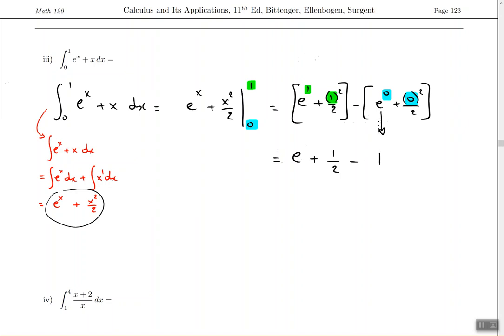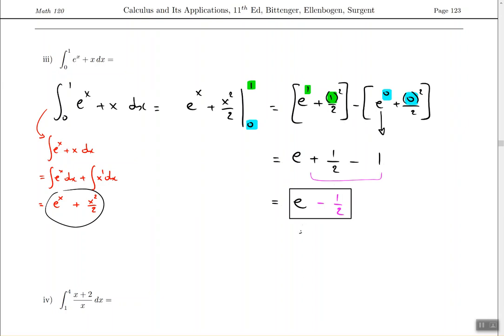Anything to the power of 0 is 1. And then finally, 0 squared divided by 2 is going to be 0. I'm not going to even bother writing it. And so this is going to mean that these two right here are like terms. So they're going to combine together. And when you combine them together, the solution becomes 1/2. So my final answer is e minus 1/2.